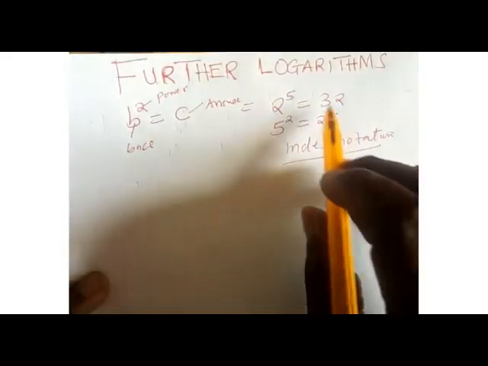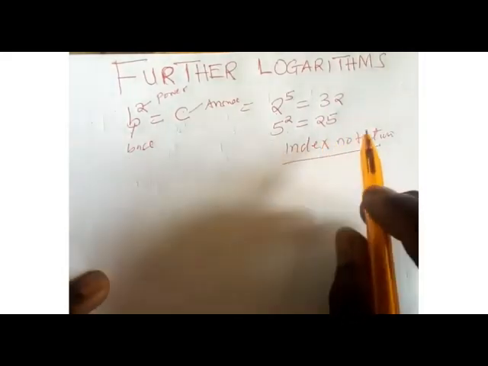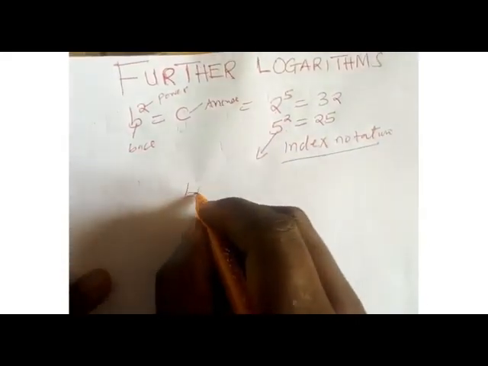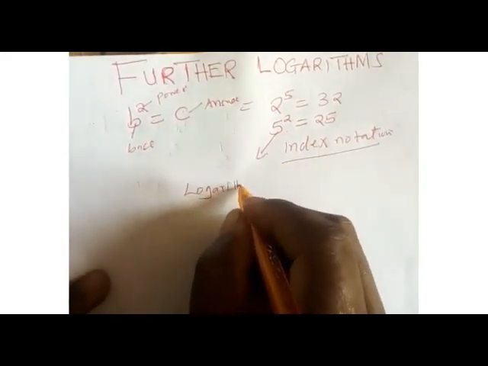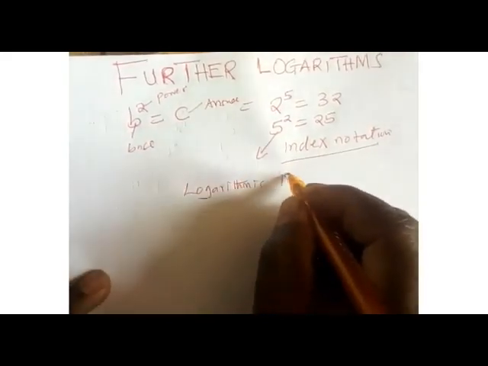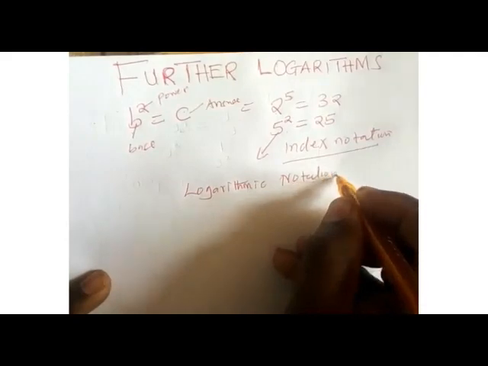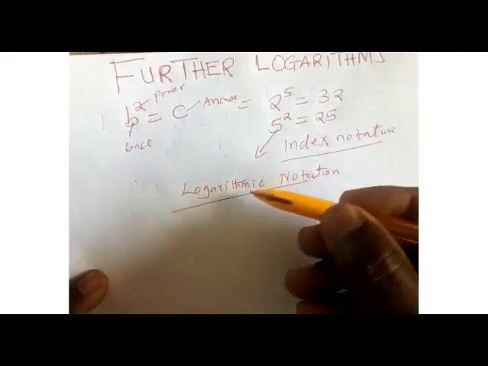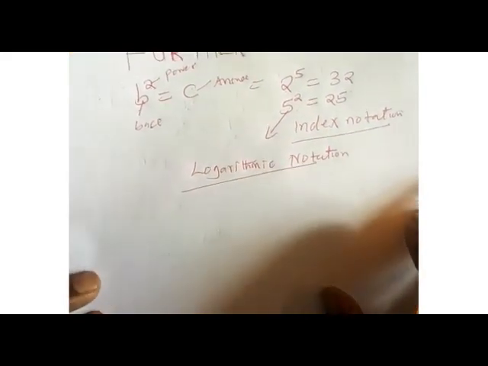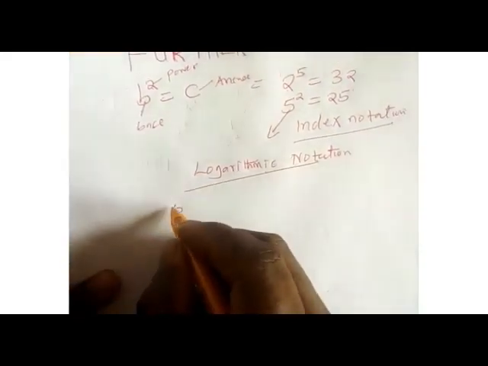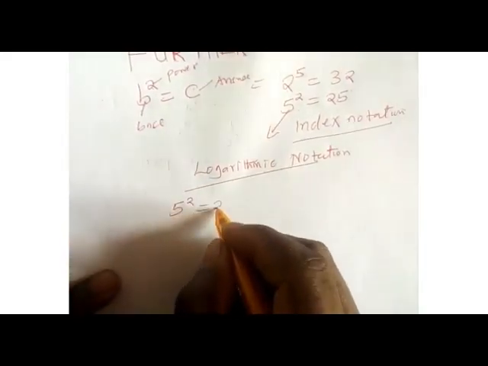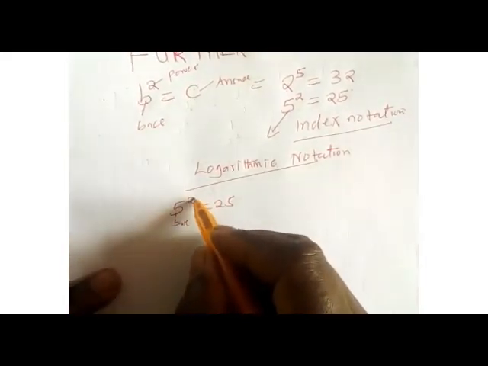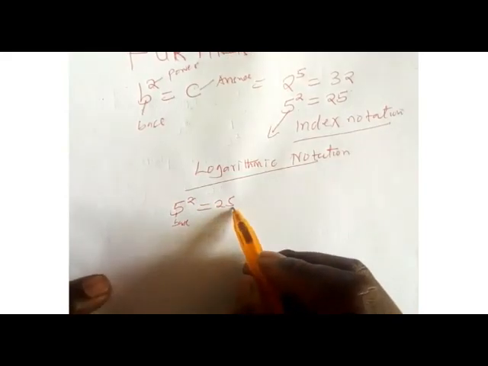We can write this number in the logarithmic notation. So when we are converting index notation to logarithmic notation, this is what I want you to be very keen on. So we have 5 raised to power 2 equal to 25. This is the base, I've said that. This is the index or the power, and this one is the answer.